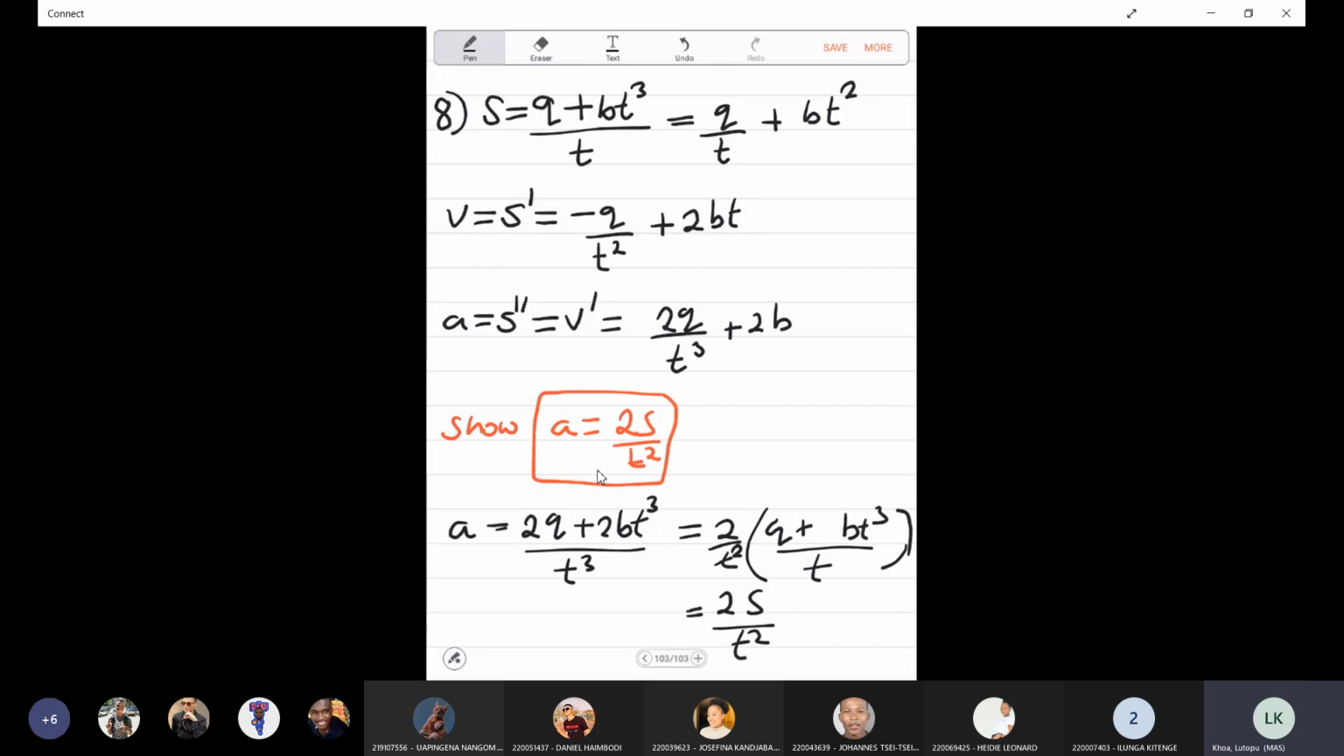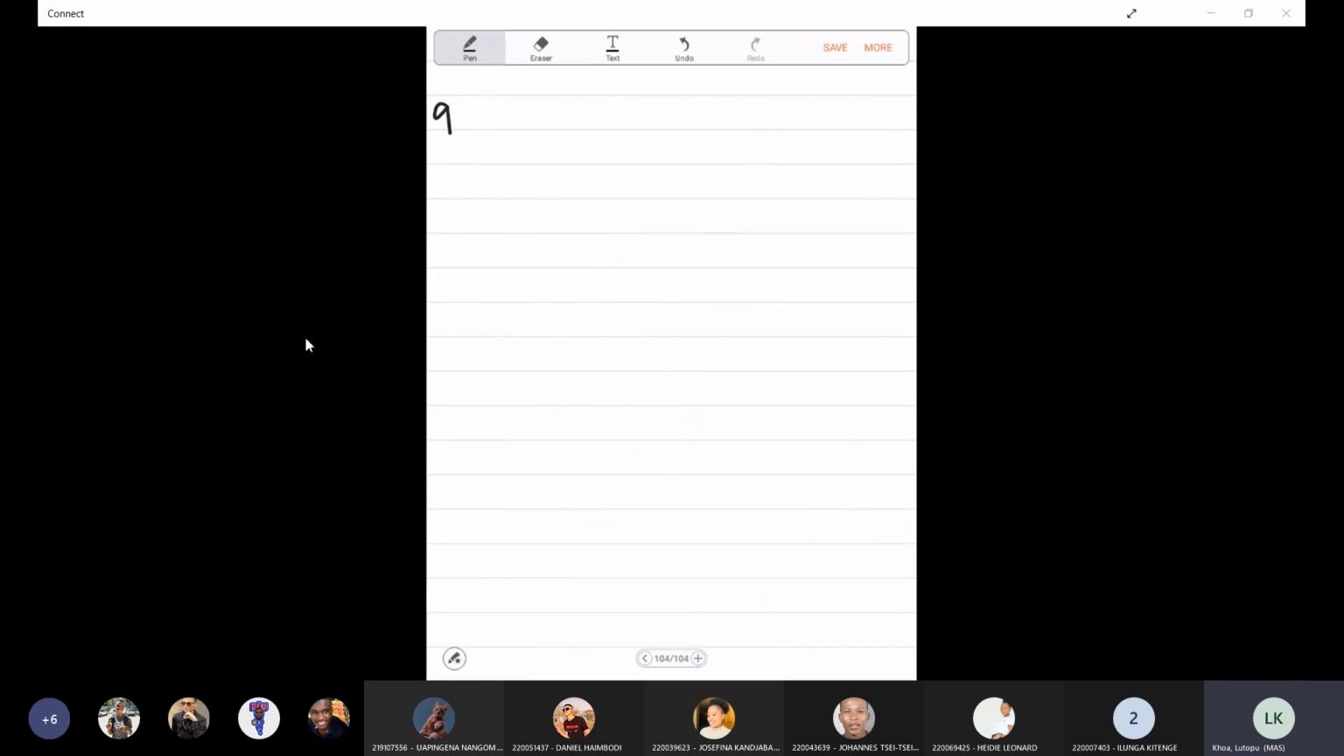Okay, then number 9. Let me see, what does number 9 say? Number 9 says the displacement of a body moving with a simple harmonic motion is given by S is equal to 2 sine pi t plus 3. Okay, and then this is in millimeters. Determine its velocity and acceleration when the time is 1 over pi.